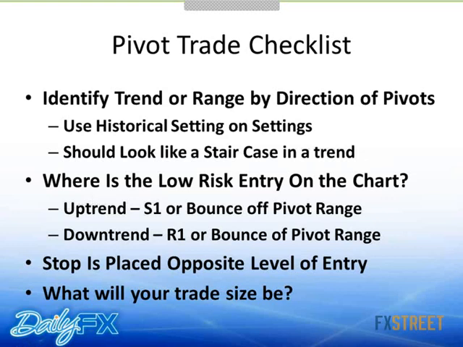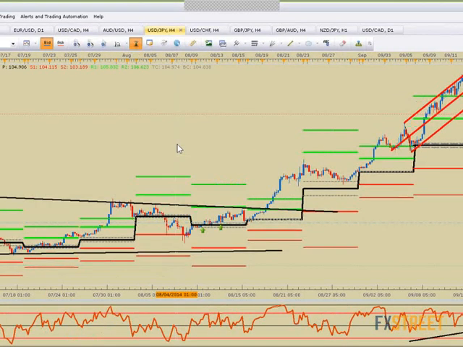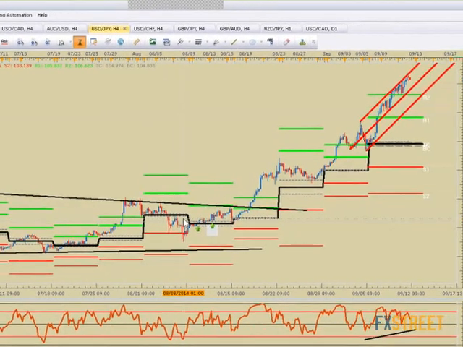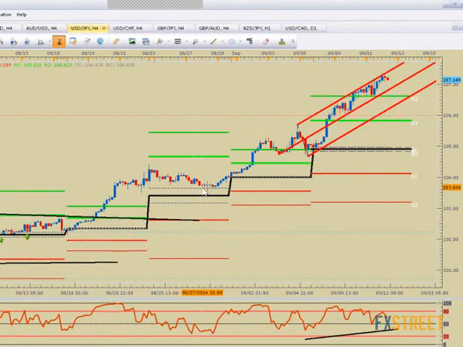And again, in an uptrend, a dip is effectively going to be the S1. In the strongest of uptrends, I think dollar yen's a good example here, sometimes the pivot is about as good as it gets. And that's actually this pivot range here, which again I'll explain in a little bit.